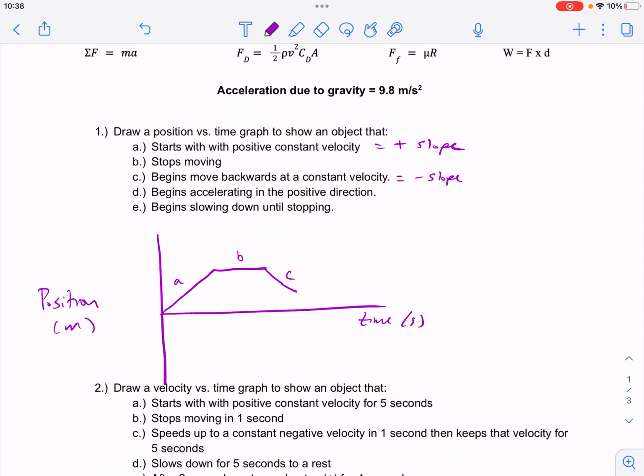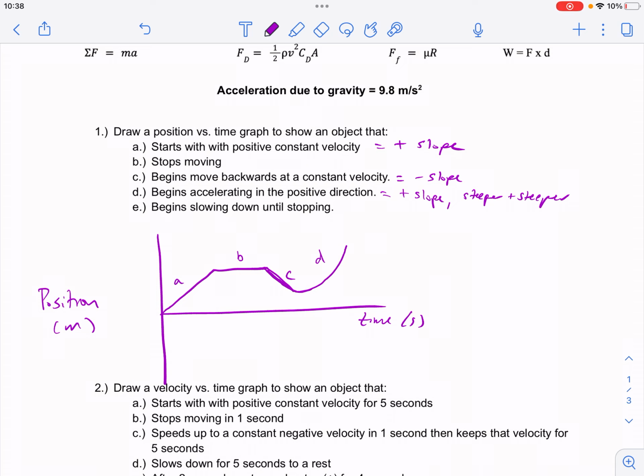Begins accelerating in the positive direction. So accelerating means not only that it's going positive and the slope should be positive, but that because it's accelerating, it's getting faster and faster. It needs to be getting steeper and steeper. We need to keep increasing the slope. So that would mean like all of a sudden it starts doing this. Oop, sorry, my line turned into a straight line, but it'll curve up like that. So that's what acceleration looks like on a position graph, because the slope of this is changing and getting steeper over time.